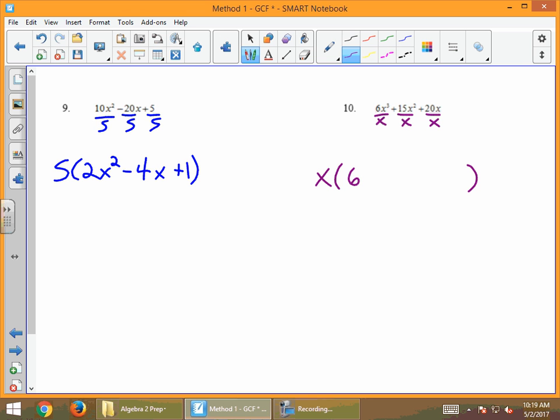X cubed over x. I have 3 up top, 1 down low. How many are going to be left? 2. We just subtract it out. So x squared, as we call it in the biz. 15, nothing happens to that guy. Drops down. X squared over x. Plus, nothing goes on with the 20. What happens with those x's? They go. And there you go. That's the factored form of this one.